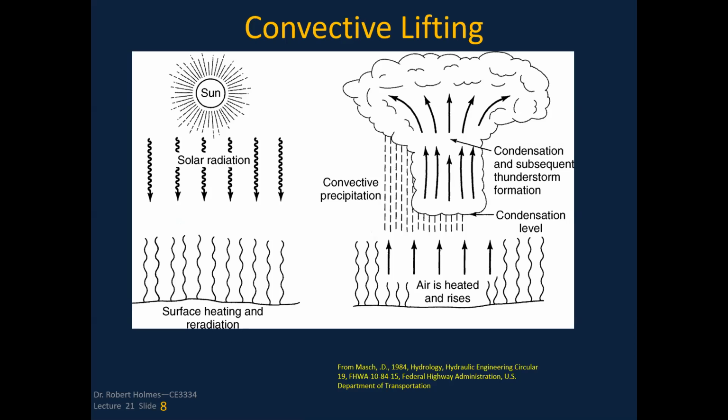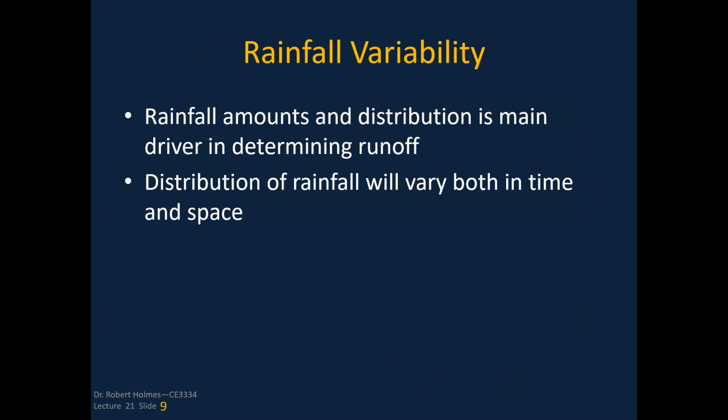The last thing to talk about is convective lifting, and that's basically you've got to have the sun to give that source of heat. So you get this surface heating and re-radiation, and then you get this lifting of the air mass going up, and it condenses, and then you get this thunderstorm. So this is typically what you would see in summer afternoons where you've got a lot of humidity and moisture. You can get these pop-up thunderstorms. That's all due to convective lifting.